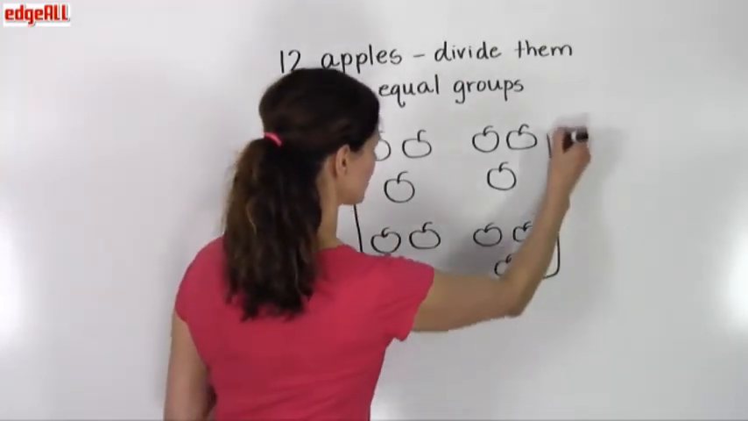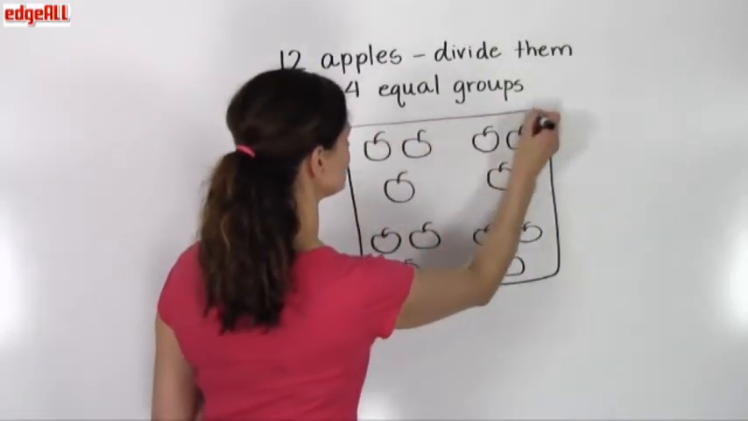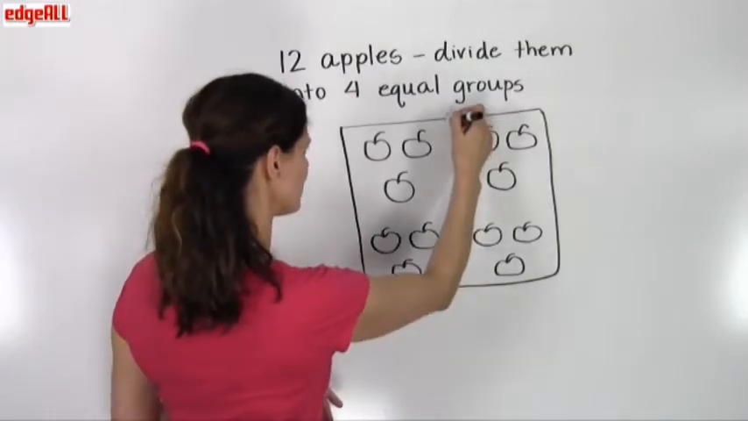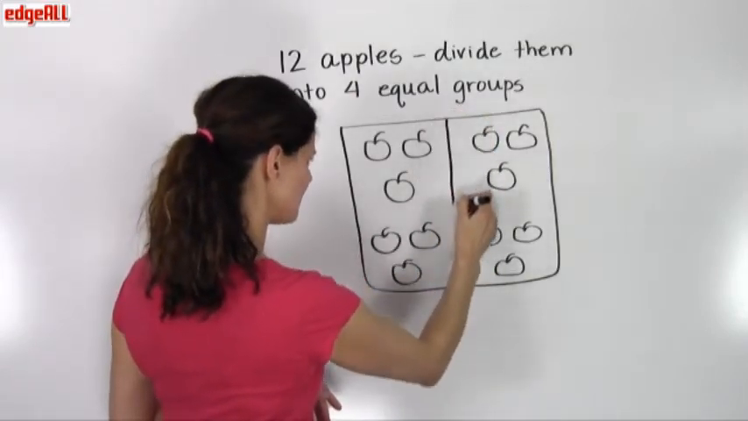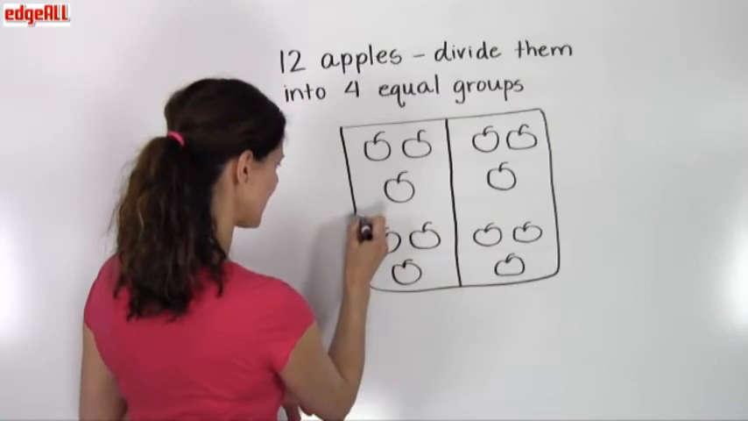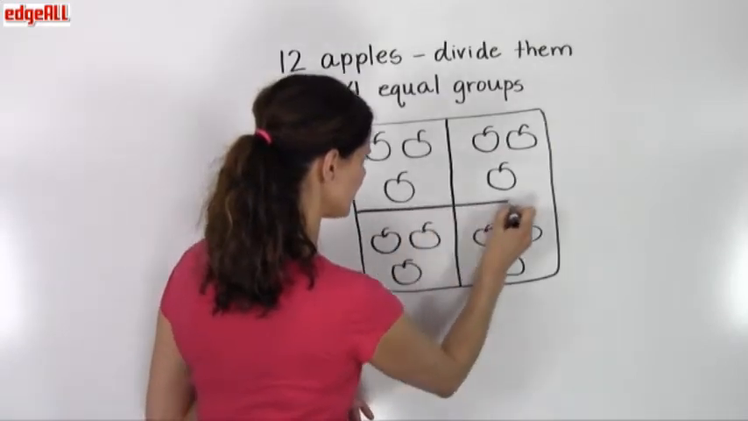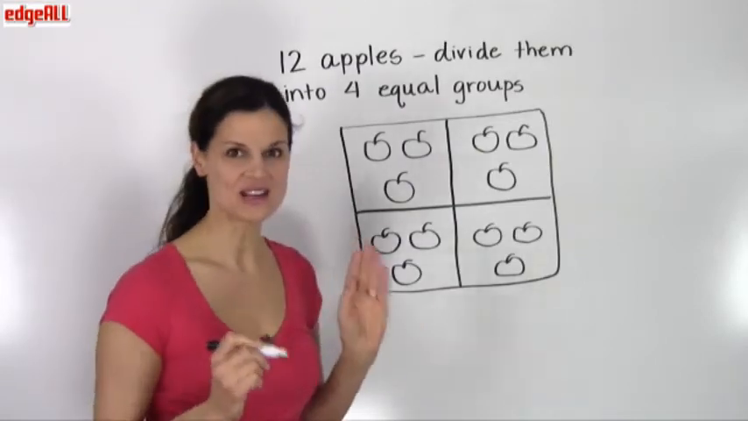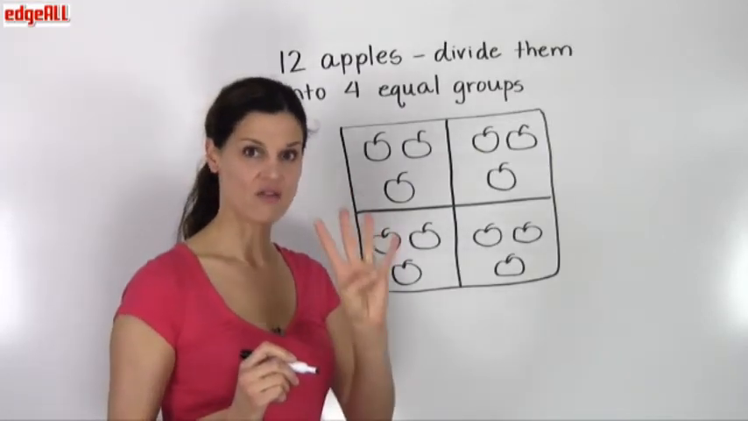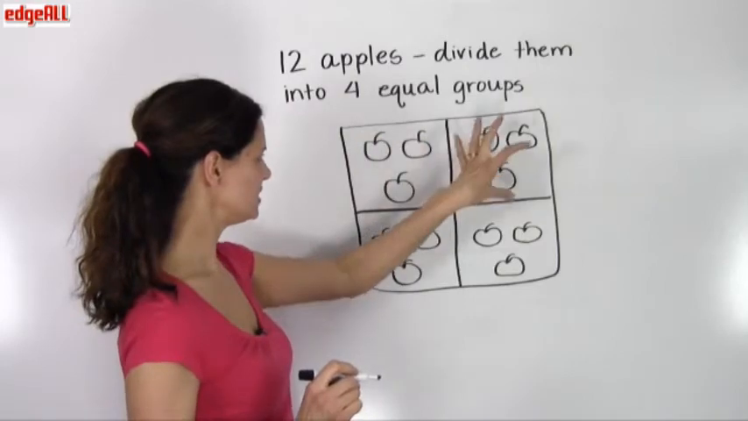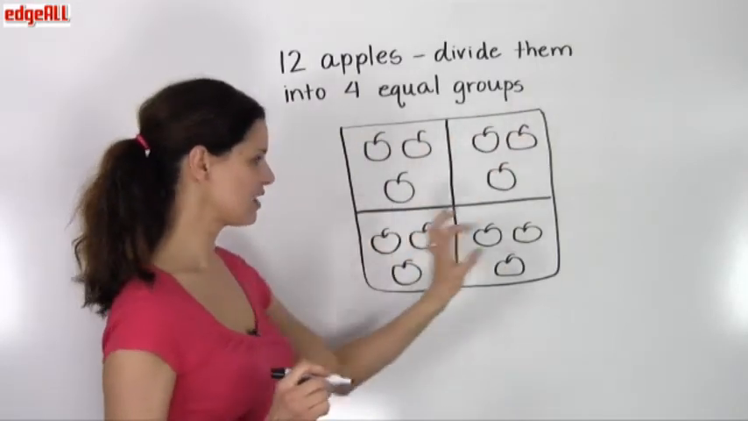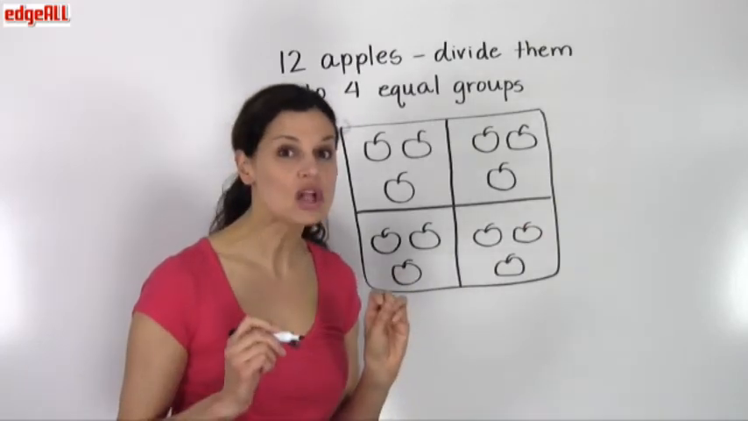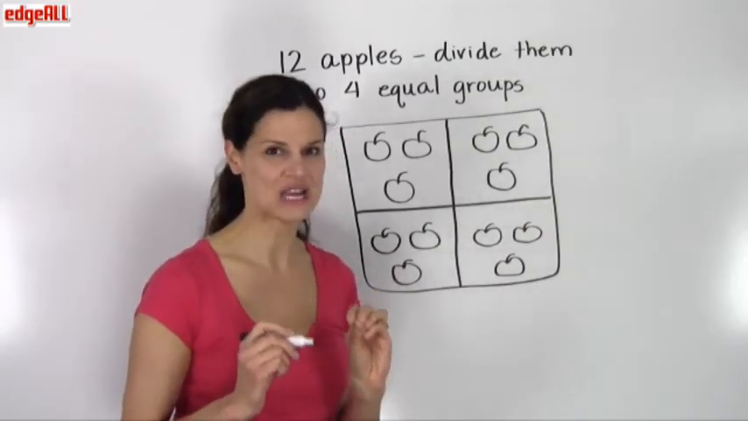So let's put a box around all the apples first. And I want to make 4 groups out of these 12 apples. So I'm going to go right down the middle here and make a line there. I'm going to go right down the middle here and make another line. So now I want to check and make sure I've done it right. I've got 4 groups, 1, 2, 3, 4, and I want to make sure that I have an equal number of apples in each group.